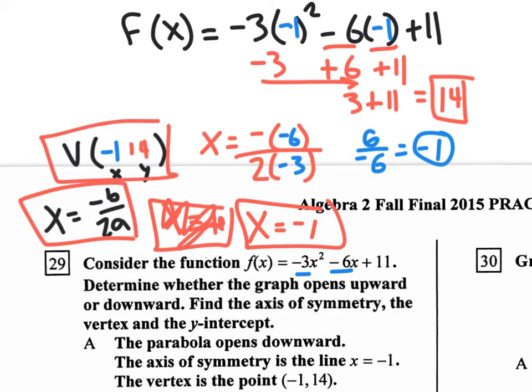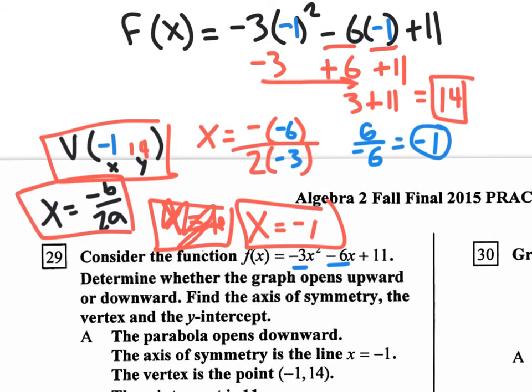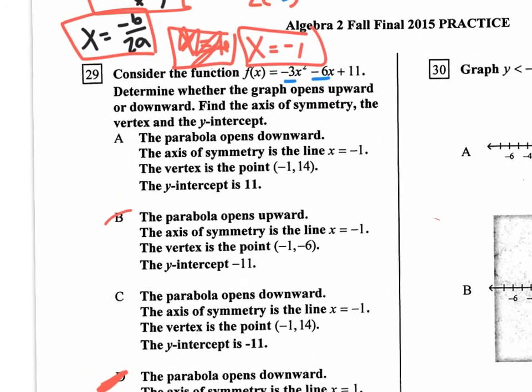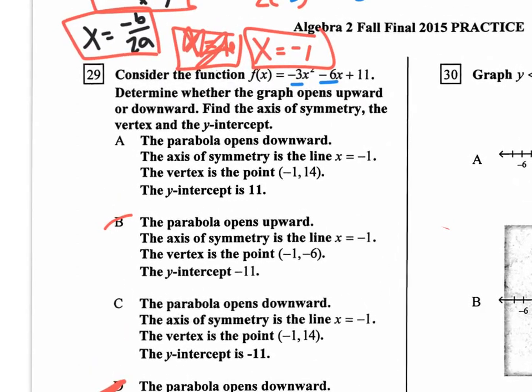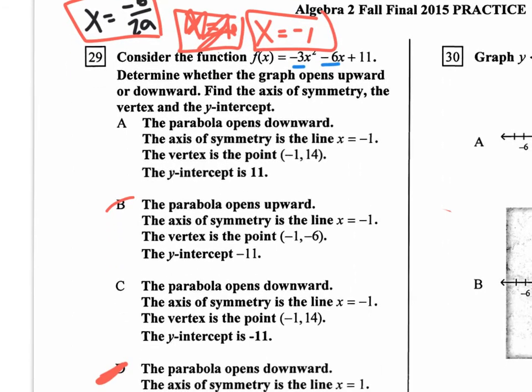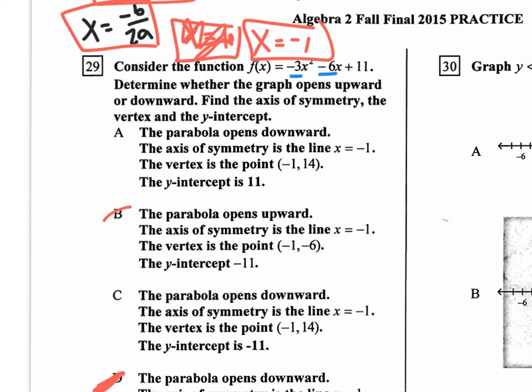So let's go down to our multiple choice answers. So looking at the axis of symmetry, we know that the axis of symmetry is x equals -1, so it can't be D because it says +1 right there. So it's either A or C. So which one's it going to be? What is the vertex itself? We said that the vertex was (-1, 14). Both of them have (-1, 14), so we need to actually find the y-intercept value.